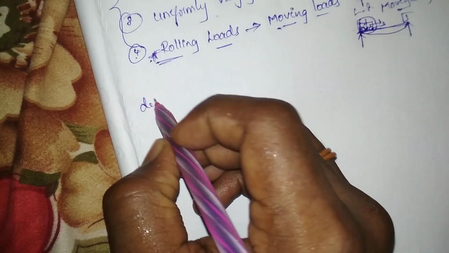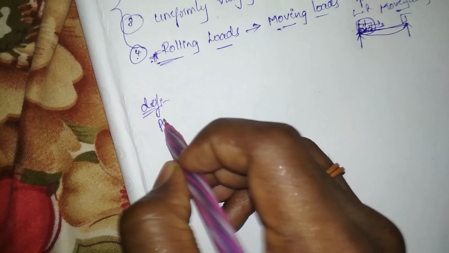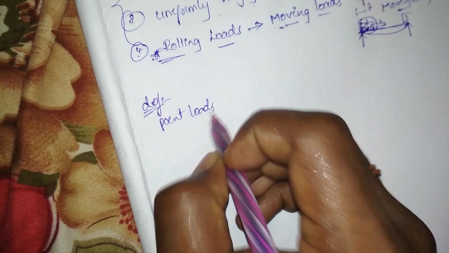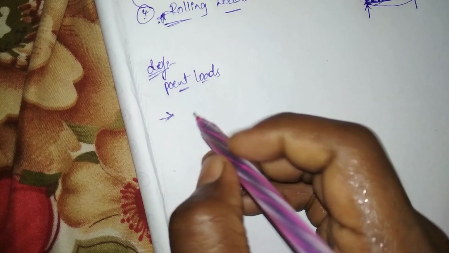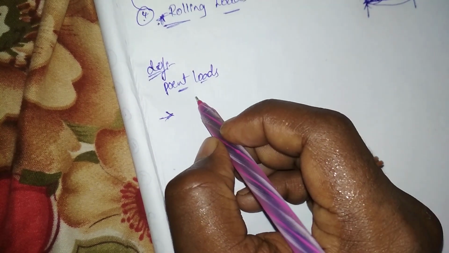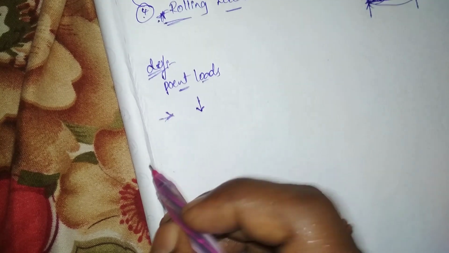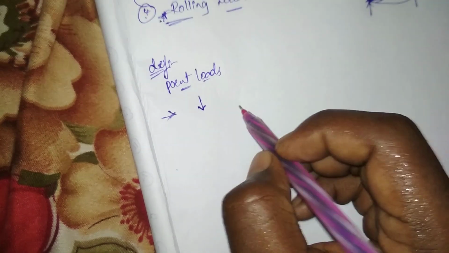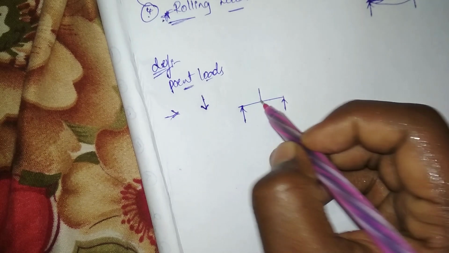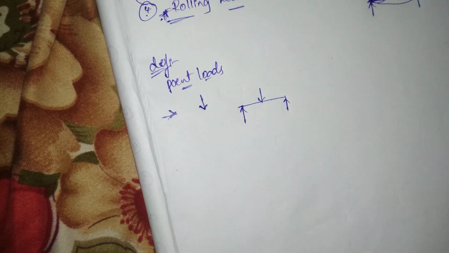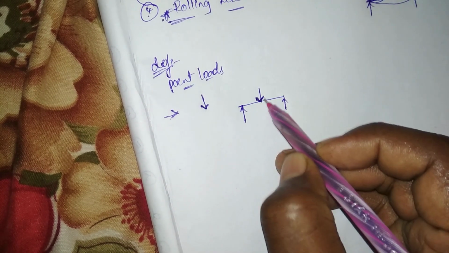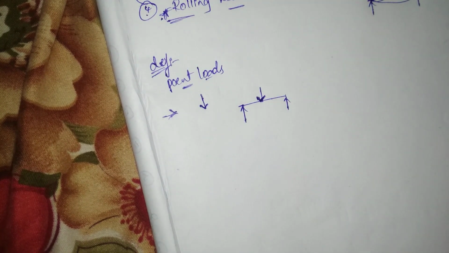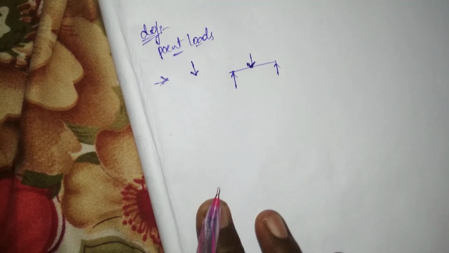Next, what are the definitions of the loads? Point load. The point load is denoted by a symbol like this. The load on the beam at a single point, not uniformly distributed, not UDL, not varying at all, but this load is acting at only a single point. This is called a point load.